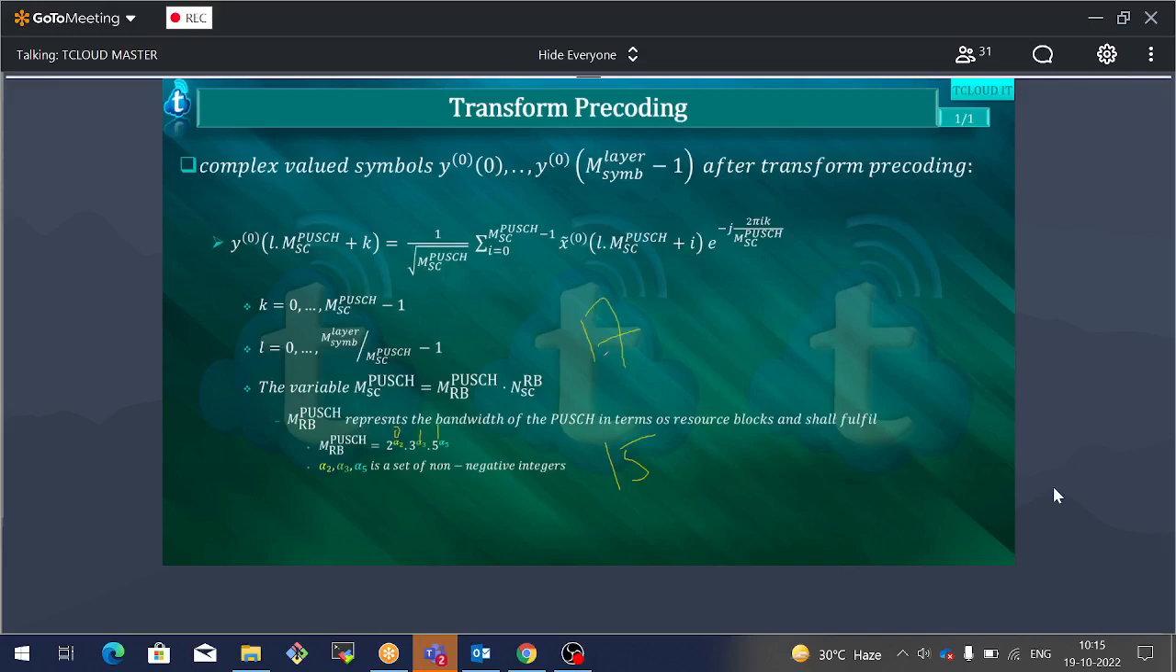For example, 17 you can never reach. Prime numbers other than 2, 3, 5 are out of scope basically. 17, 19, all these you cannot reach. 16 you can reach. In order to reach 16, you just have to substitute 2 to the power of 4, and the remaining two would become 0, 0. Okay, sir. So basically there is a rule that this is how we must allocate the number of resources for PUSCH.